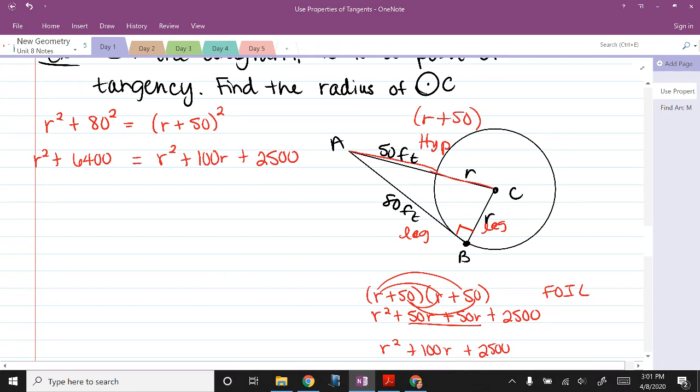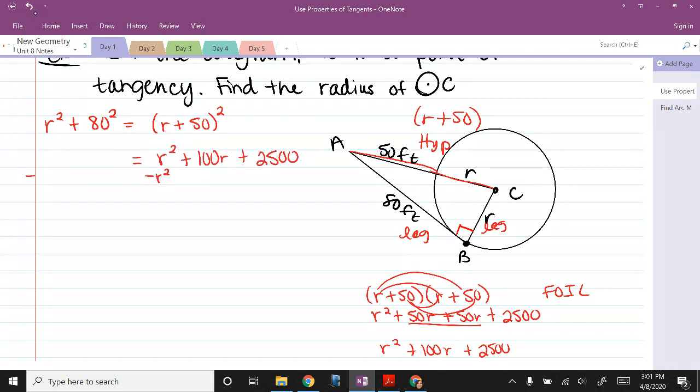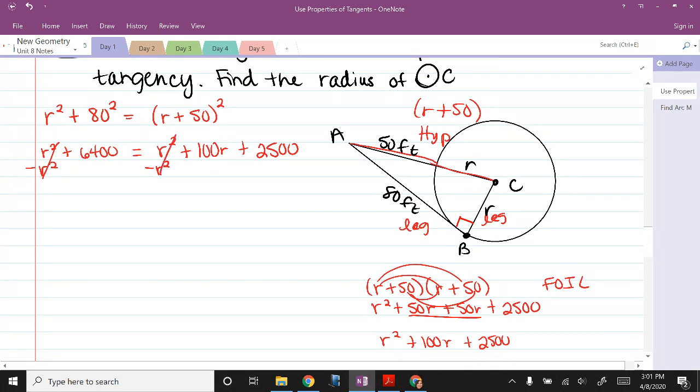Now watch what happens. I have an r squared on both sides, and if I get my r squareds together, they cancel. Uh-oh, I canceled out more than I meant to. And that did that too. What the heck? My computer likes to randomly delete things sometimes. I meant to eliminate, but not like that. So I'm canceling out my r squareds.